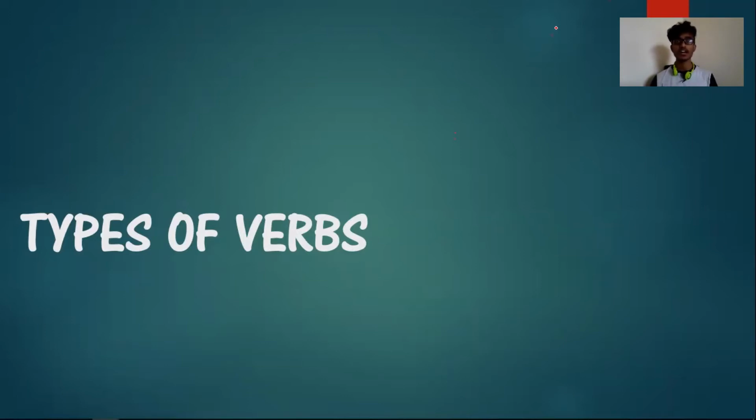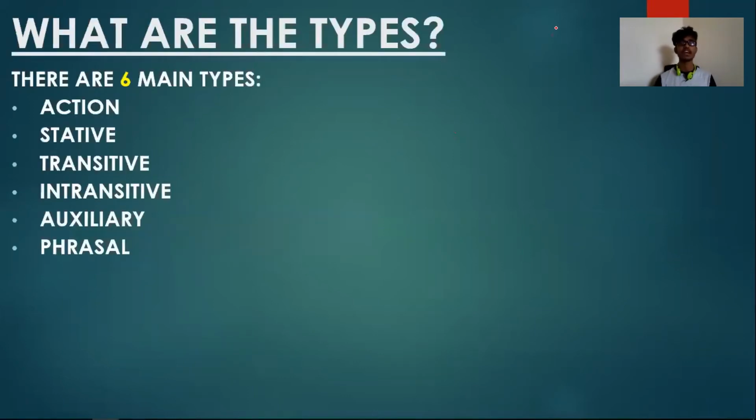Okay, now that brings me to my first question. How many types of verbs do you think there are in the English language? Main types, just take a guess. If you guessed six, you're perfectly correct. There are six main types of verbs.